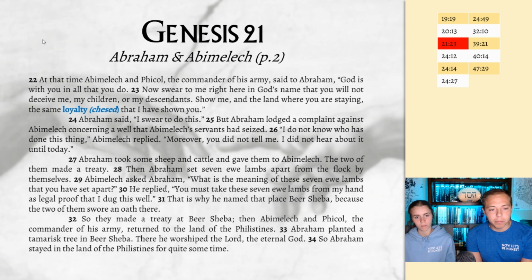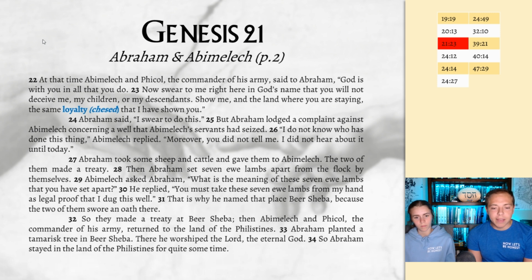But Abraham lodged a complaint against Abimelech concerning a well that Abimelech's servants had seized. "I do not know who has done this thing," Abimelech replied. "Moreover, you did not tell me. I did not hear about it until today." Abraham took some sheep and cattle and gave them to Abimelech. The two of them made a treaty.